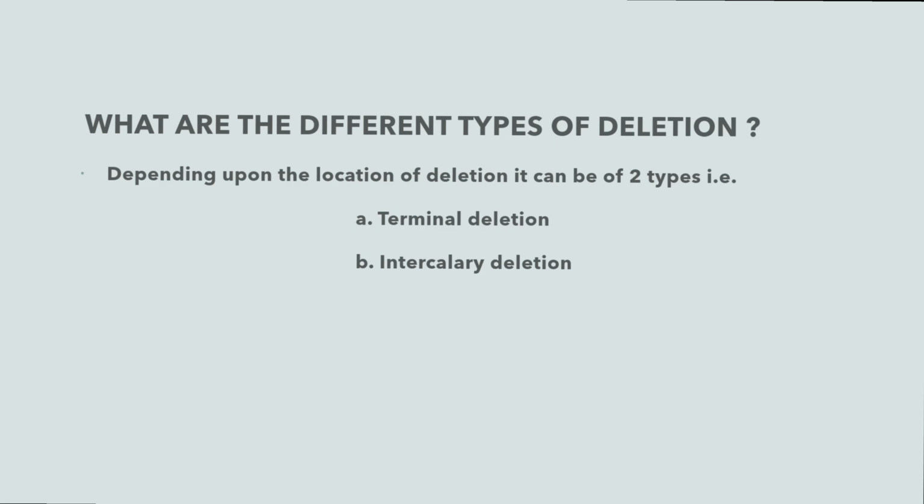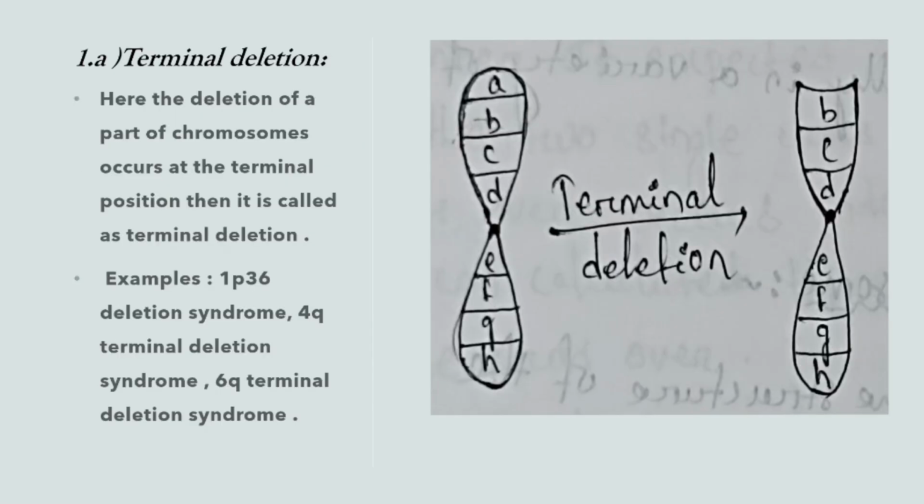Then, what are the different types of deletion? Basically, there are two types of deletion. One is terminal and another is intercalary. What is terminal deletion? When the deletion takes place at the top or the terminal position of the arm of the chromosome, it is called terminal deletion. Examples are 4q terminal deletion syndrome, 6q terminal deletion syndrome, 1p36 deletion syndrome, etc.